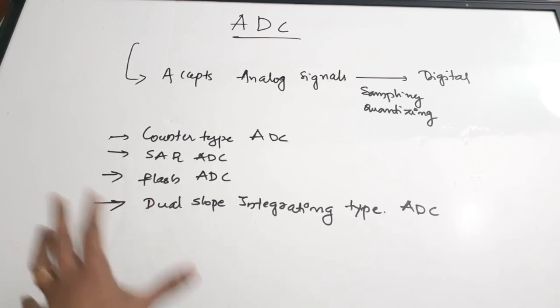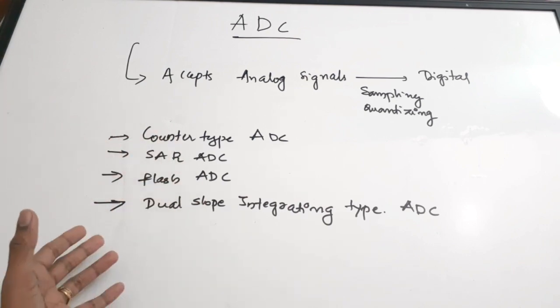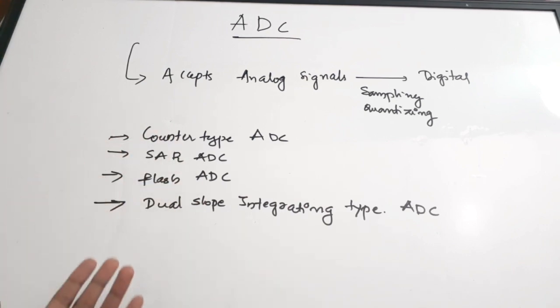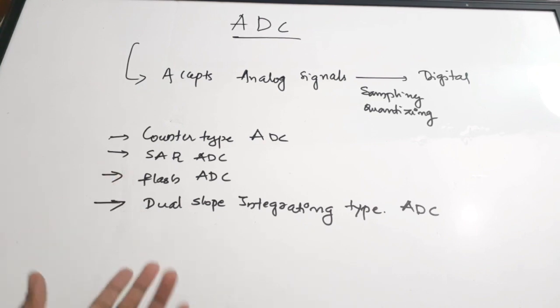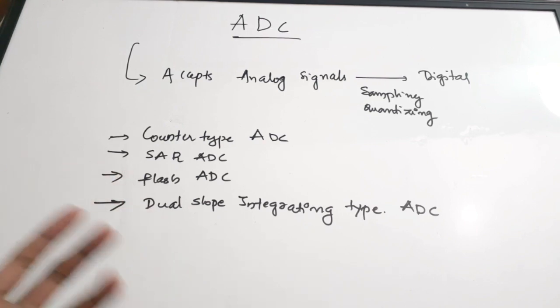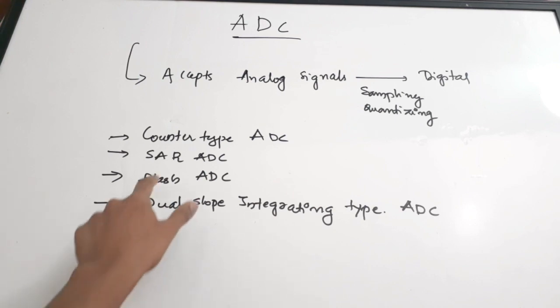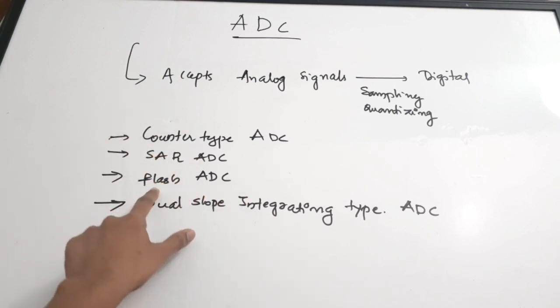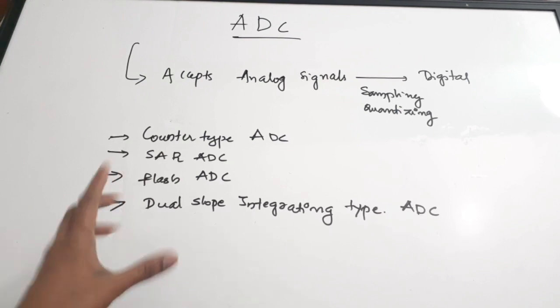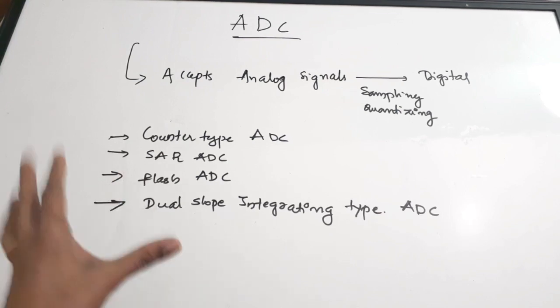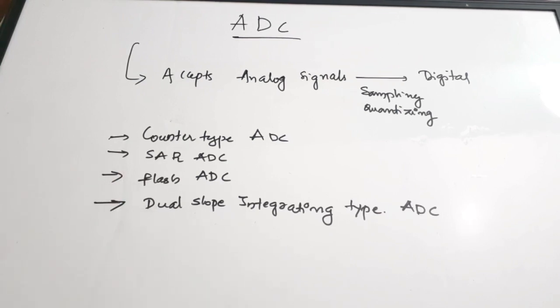So we are going to see these types of ADC. There are other types of ADCs also. There is folding type ADC, there is sigma delta ADC. There are a lot of variants of ADCs. In this one type itself, there are sub versions, but the major types are these four: counter type, successive approximation, flash ADC, and dual slope integrating ADC.